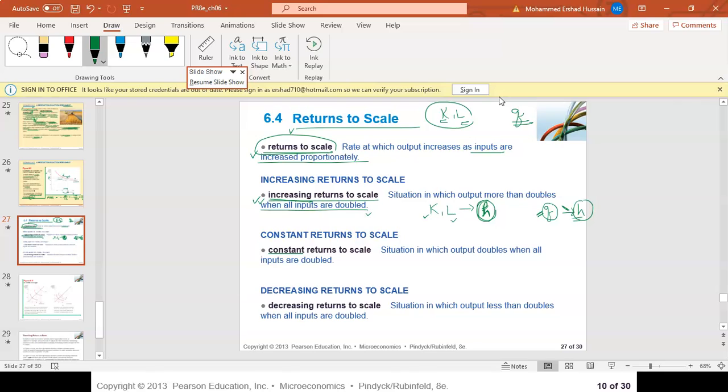If output also doubles, a situation in which output doubles when all inputs are doubled, we call that constant returns to scale. And a situation in which output less than doubles when all inputs are doubled, we call that decreasing. Capital increases to K, labor increases to L, but output does not double. That is decreasing returns to scale.